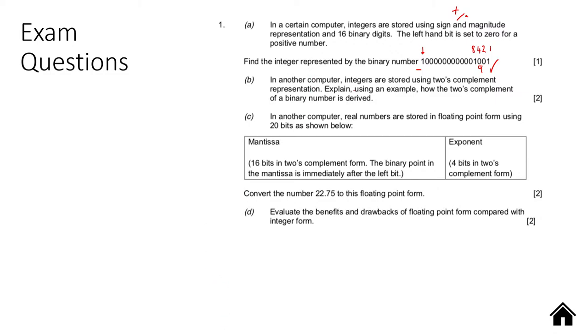So in another computer, integers are stored using 2's complement representation. Explain, using an example, how the 2's complement of binary is derived. Using an example. Okay, I'll just make an example. Did it tell me how many bits I need to use? No. 2's complement works in 8 bits, so let's just make an 8-bit number. One, two, four, eight, 16, 32, 64, 128. So I'm trying to think what a good example would be.